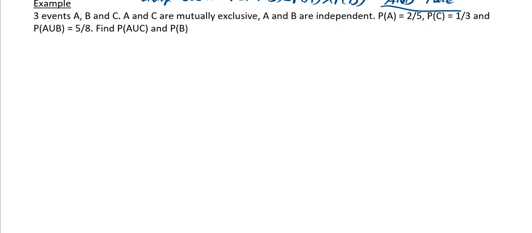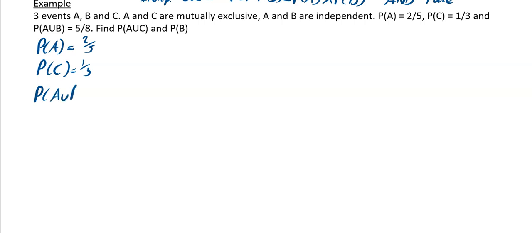Okay, this example says three events A, B, and C. A and C are mutually exclusive, A and B are independent. It says probability of A is equal to 2/5, probability of C is equal to 1/3, and the probability of A union B is 5/8. What the question asks you to do is find the probability of A union C and also the probability of B. Okay, there's an awful lot going on there. What I would do in a question like this, I would start by writing down everything we've got. So probability of A is 2/5. Probability of C, we're told, is 1/3. And you're also told that your A union B is equal to 5/8. So we're going to use it to get started.